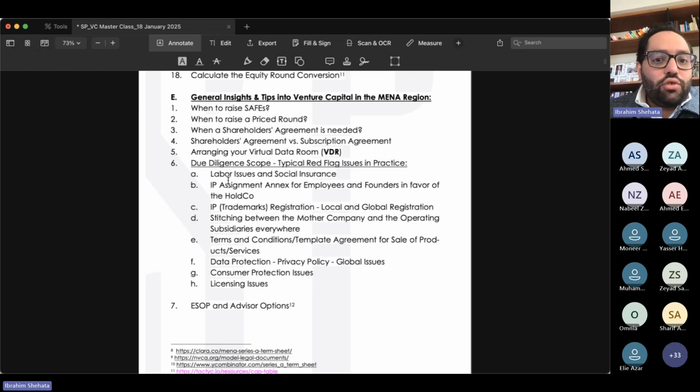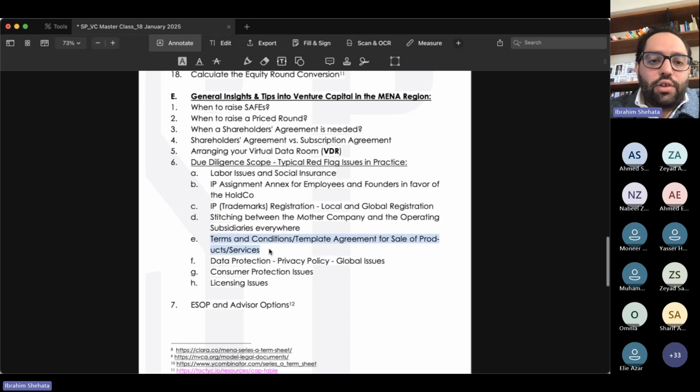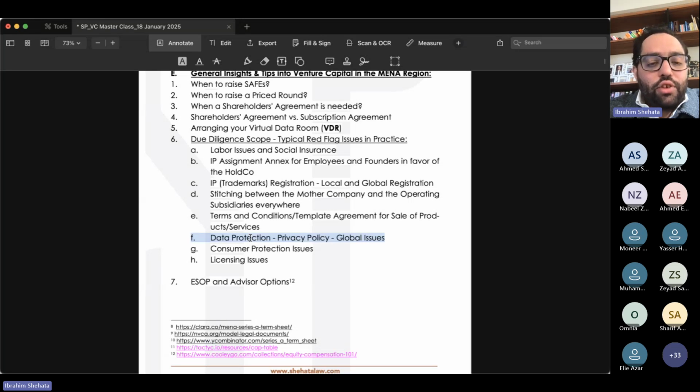So: labor issues, social insurance issues, and having the IP assignment annex, which means the IP is assigned to the holding company. Also trying to register the IP, and stitching between the mother company and the operating subsidiaries, which means you have one holding company that is 99.9% or 100% owner of all the subsidiaries everywhere. Also having terms and conditions or template agreements for the sale of your product and services. Data protection is very important right now, and it is done at a global level, so you may need to comply with the GDPR, the California Privacy Acts, and others as well. If you're selling B2C, then consumer protection issues are important. And lastly, licensing issues: you need to make sure you have all the licenses in place, and some of them can become very tricky.